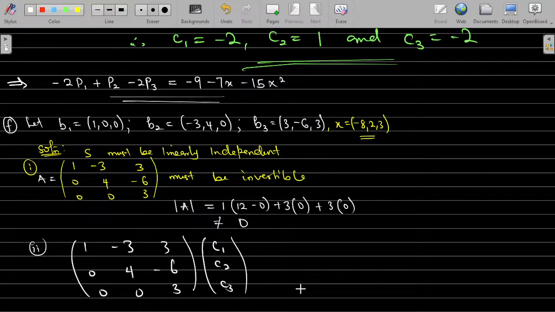So can we achieve that? Let's see. So this times this, if you do a multiplication here now, you are going to get that 3c3 is equal to, so let's equate it, minus 8, 2, 3. So remember, we are saying that if we solve this equation, we can actually get values for c that will make this a linear combination that will produce our x. So let's try to do that.